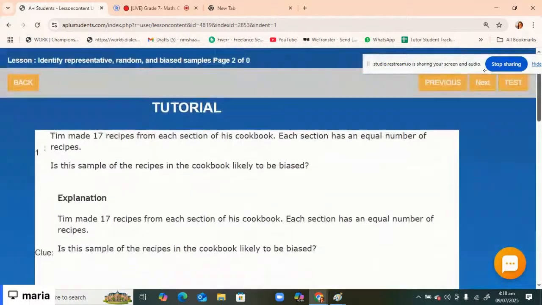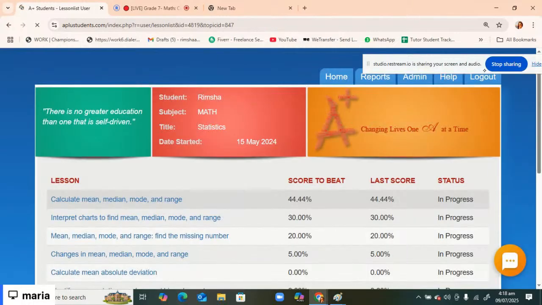So we can say that this is just the difference between the representative, random and biased. Hope you guys understand this lesson. Now let's start the next.